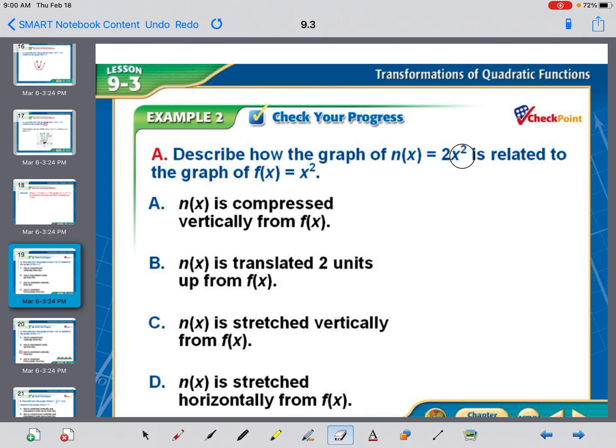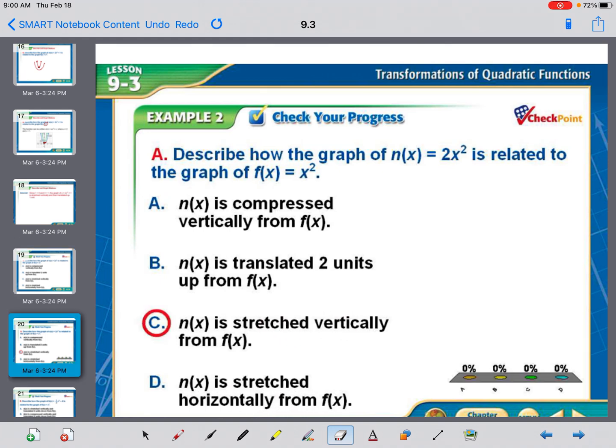So what happens here to the basic x squared? You multiply it by 2. Are you going to compress it or stretch it? And the answer is you're going to stretch it. Now there are two stretches here. One is stretched vertically, one is stretched horizontally. We've not really talked about that one.